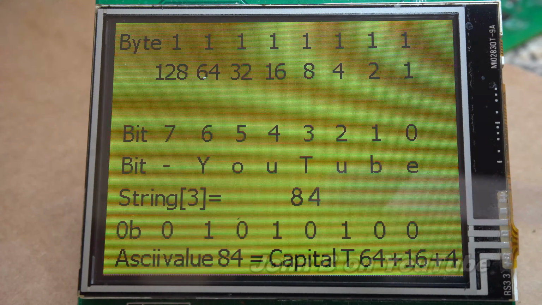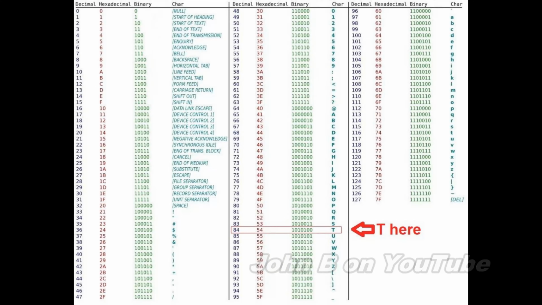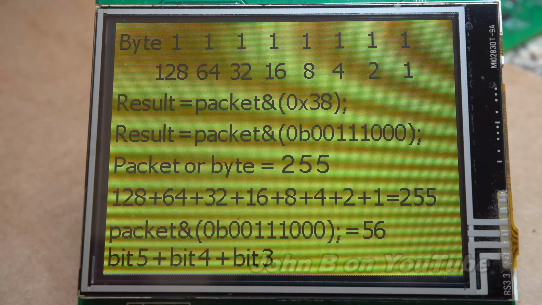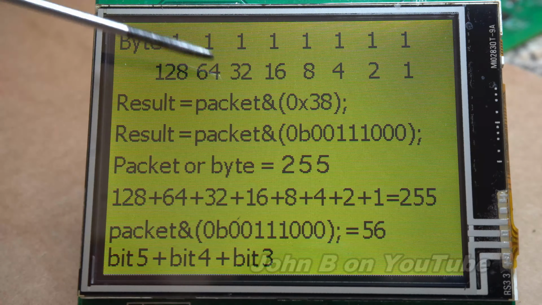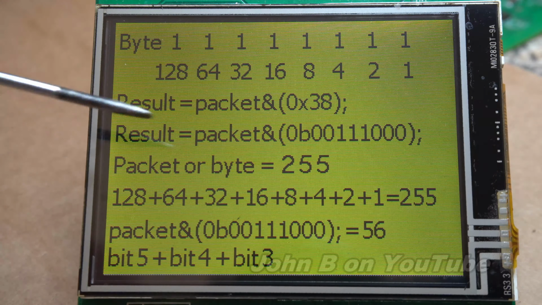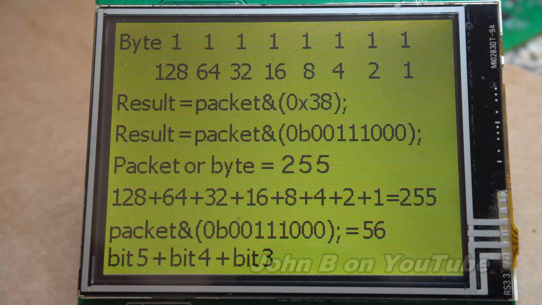Here's a quick look at the ASCII chart. So finally, which was the original topic of this video, a whole byte of 1s equals 255. If you add all these numbers up, 128 plus 64 plus 32 and so on, equals 255.